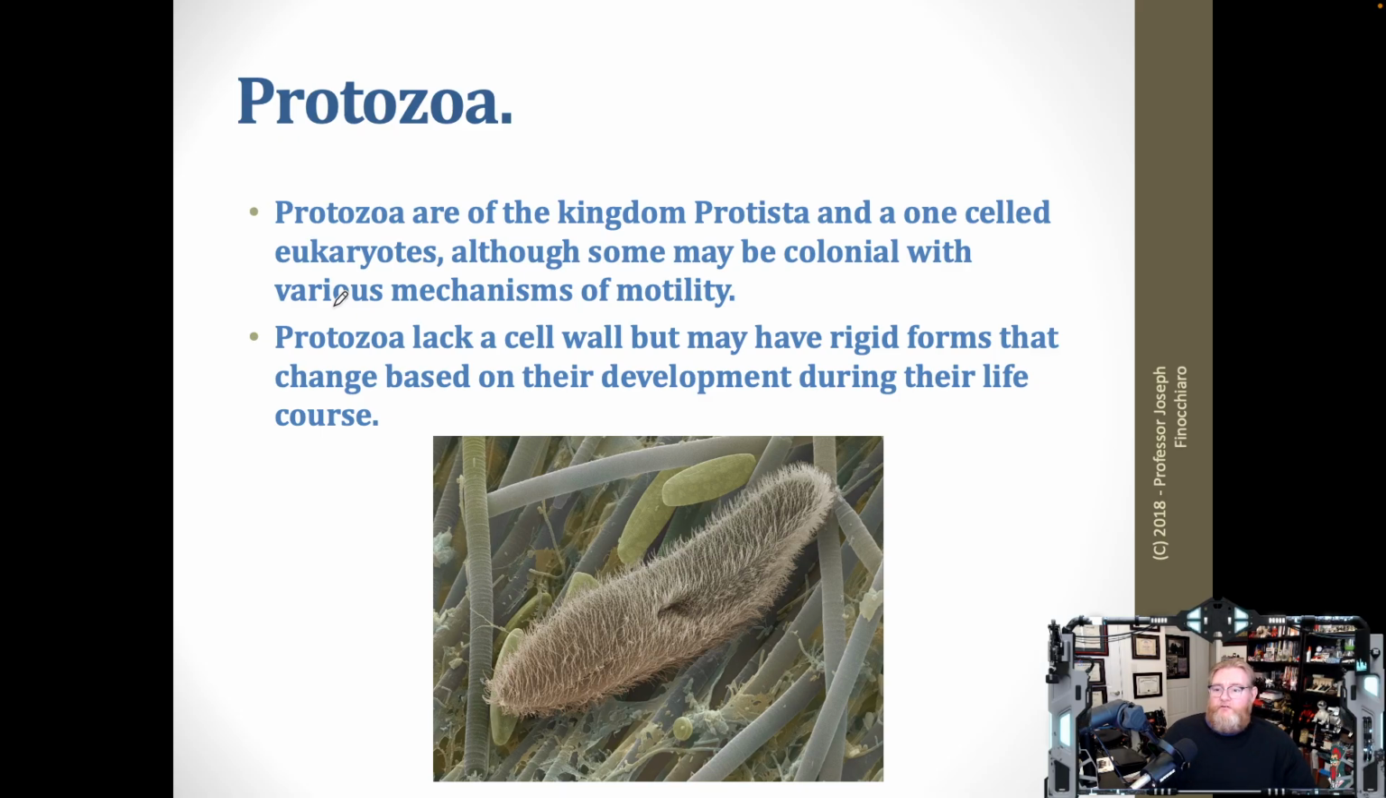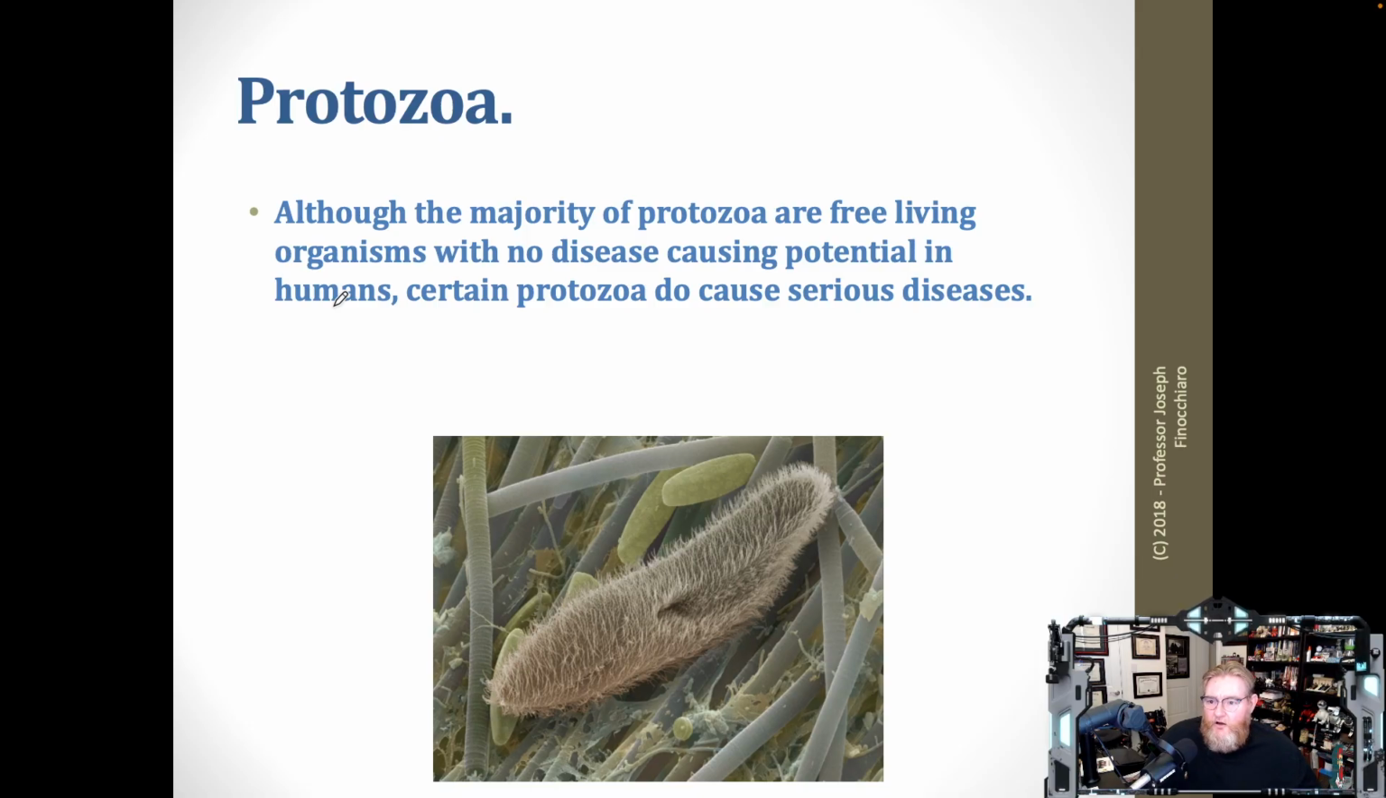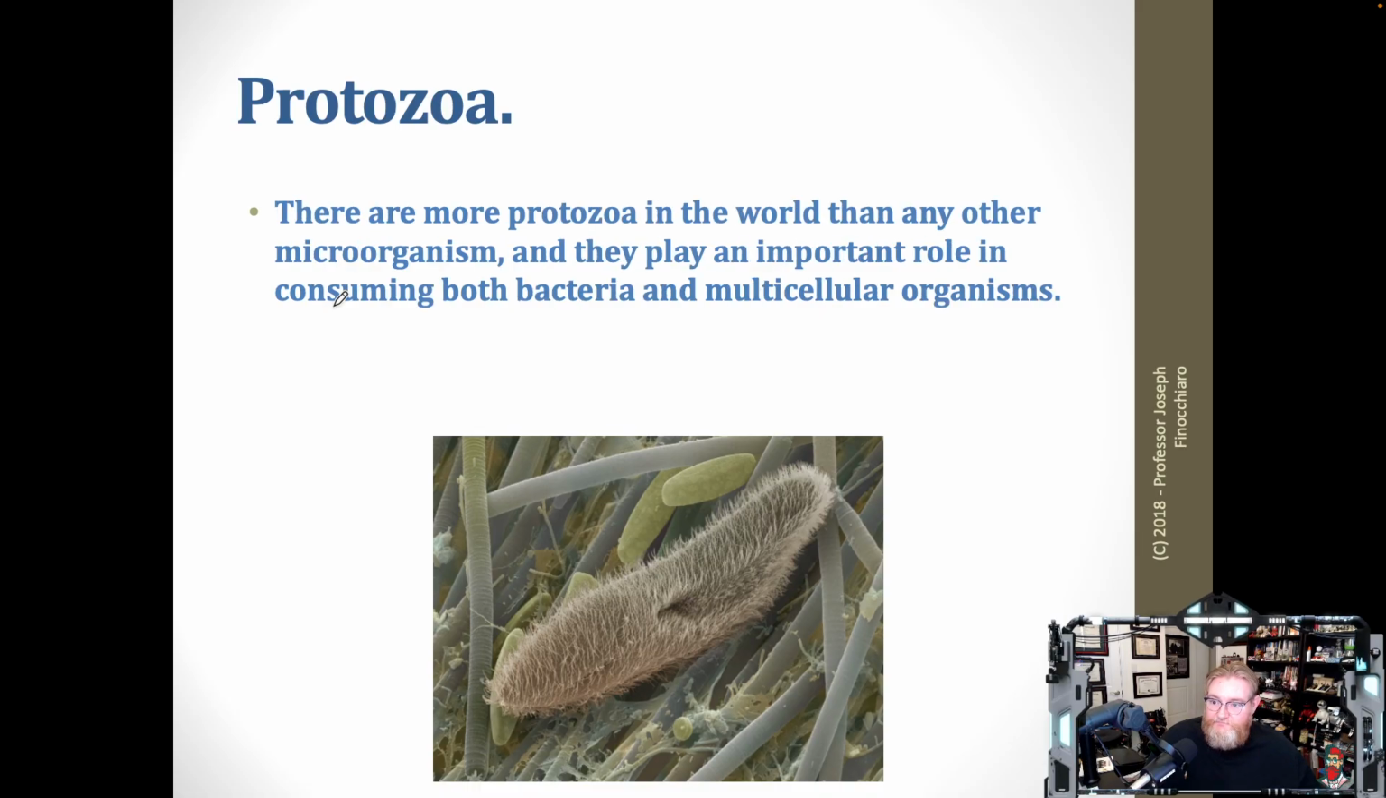Protozoa. Protozoa are of the kingdom Protista and a one-celled eukaryote, although some may be colonial with various mechanisms of motility. Protozoa lack a cell wall, but may have rigid forms that change based on their development during their life cycles. Although the majority of protozoa are free-living organisms with no disease-causing potential in humans, certain protozoa do cause serious diseases.